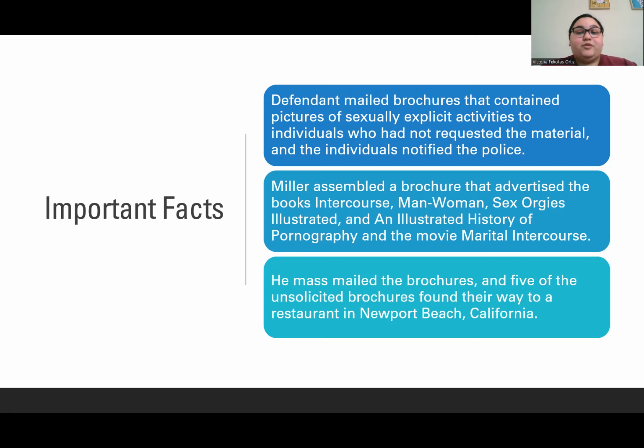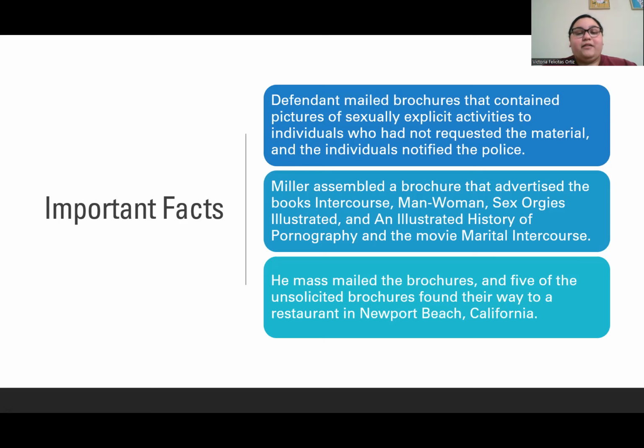He had assembled a brochure that advertised books and movies, more specifically books: Intercourse, Man, Woman, Sex Orgies Illustrated, and an illustrated history of pornography. And the main movie that he advertised on this brochure was Marital Intercourse.